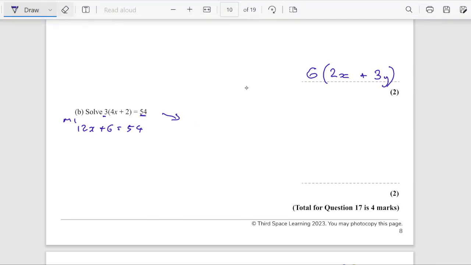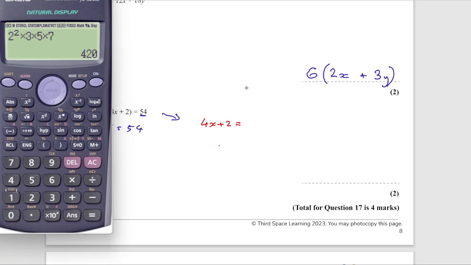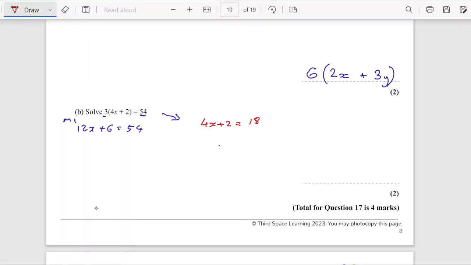I should probably change colour, just to show it's a different method. So that would give me 4x plus 2 is equal to, and 54 divided by 3 is going to give me 18. And then minus 2 from both sides to get 4x is equal to 16. And then divide both sides by 4 to get x is equal to 4. If I didn't spot that and I wanted to do it the other way, from here I'd need to minus 6 from both sides, so that would give me 12x is equal to 48, and then 48 divided by 12 would give me 4, either way.